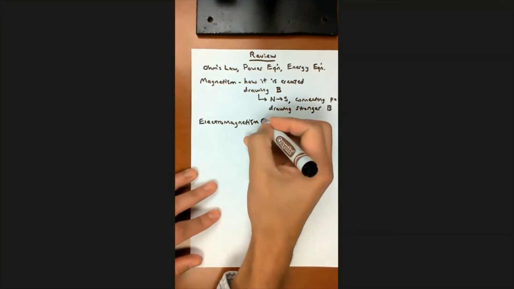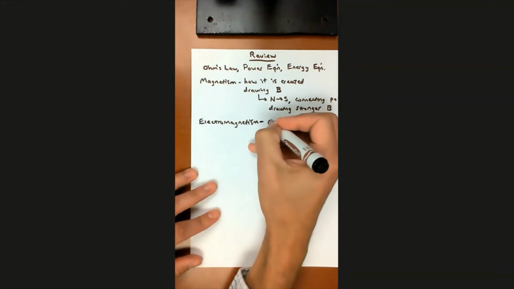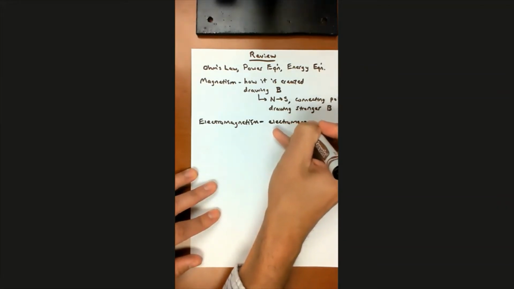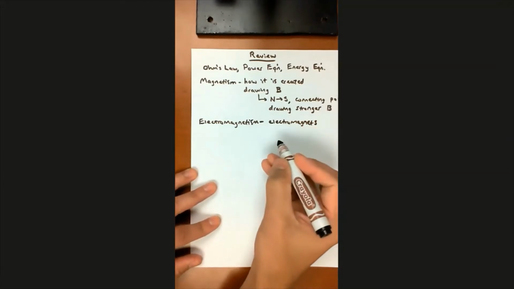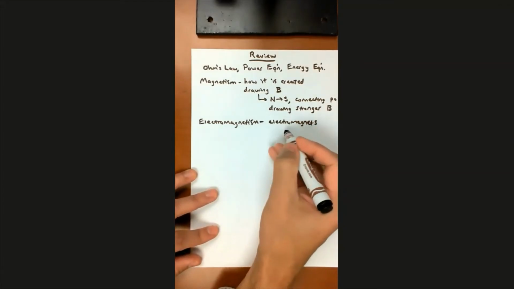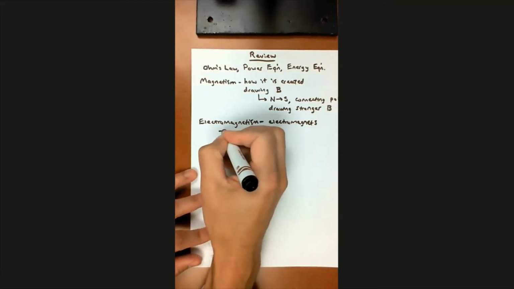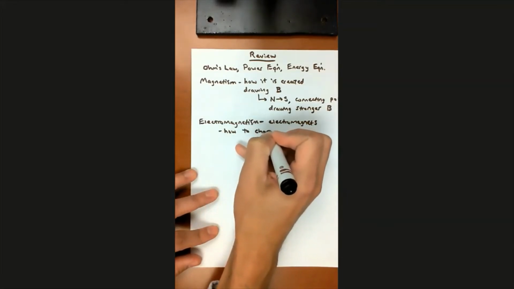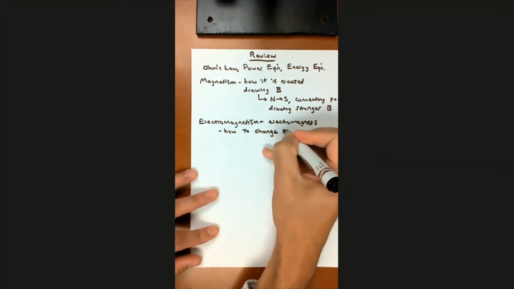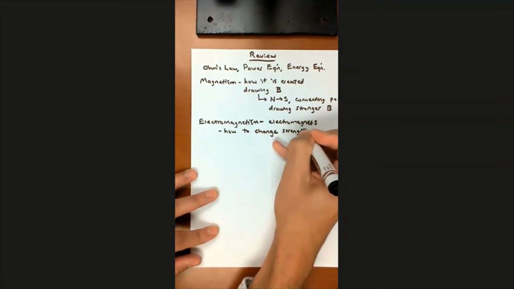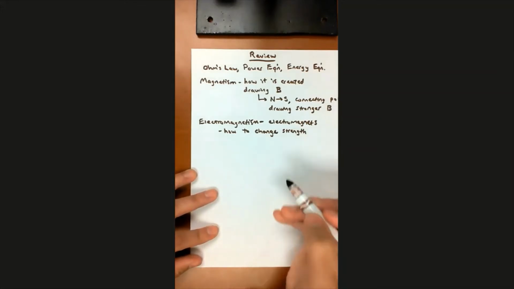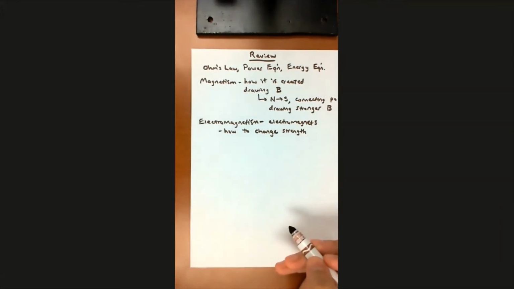And we talked about electromagnets. That was actually the first thing. Electromagnets. And we talked about how to change the strength of the electromagnet. Don't get that confused with, later on, we talked about how to change the induced voltage in a generator.